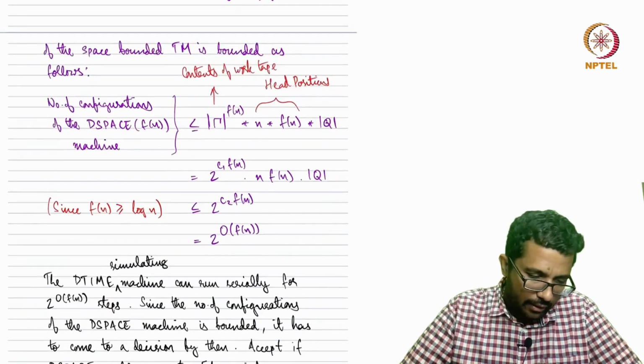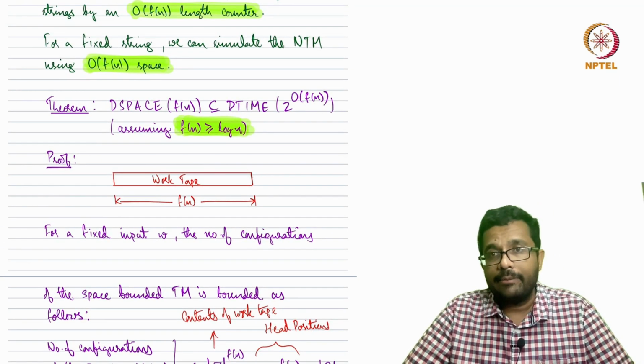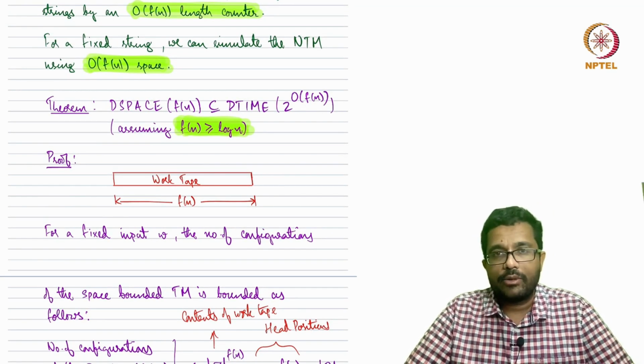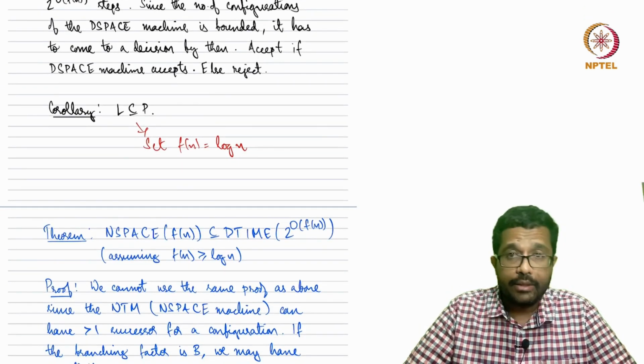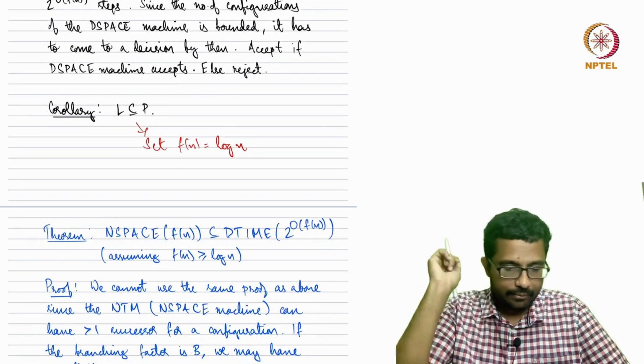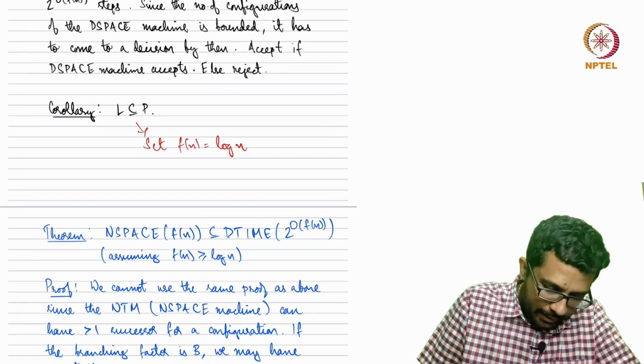So here we compared the deterministic space and how much time it takes to run a deterministic space Turing machine. Next we will move to a non-deterministic space bounded Turing machine.